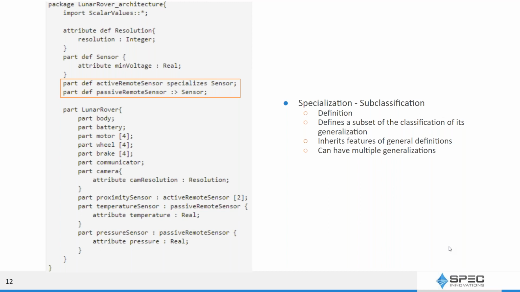So on this slide, we're going to talk about subclassification that specializes a definition. So its subclassified definition element inherits the features of the more general definition element, and other features can be added. And a subclassified definition can have one or more generalizations. So in this case, we have part def active remote sensor, which specializes a sensor. And we have a part def passive remote sensor, which also specializes sensor.